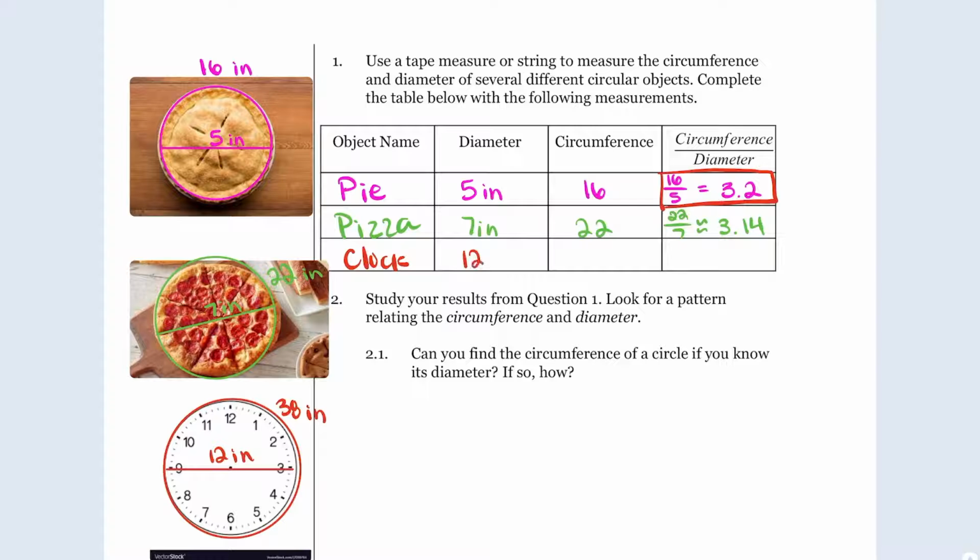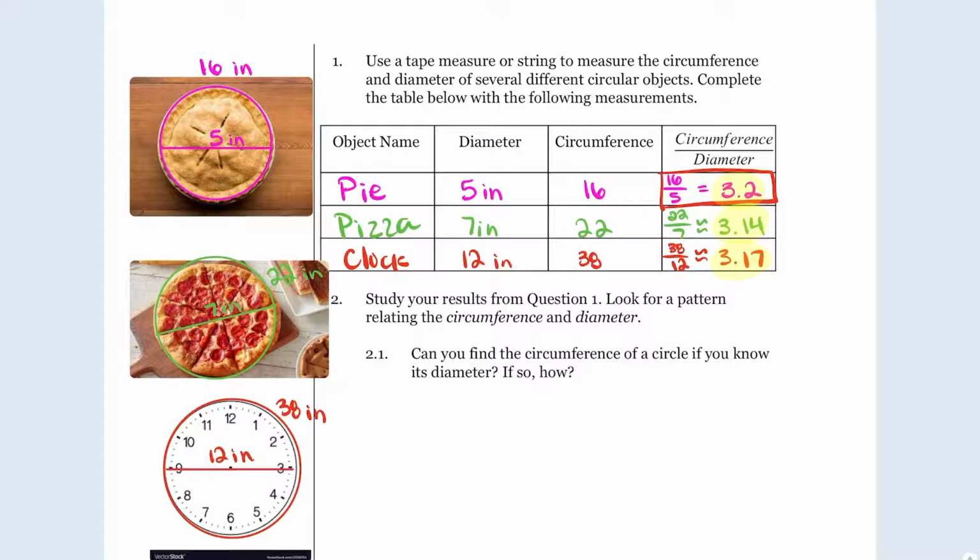The diameter we said was 12 inches, and then the circumference is 38. And so when we write our ratio, 38 over 12, let's see what that is. And that's approximately 3.17. Okay, so taking a look at our results from question 1, this table, we're going to look for a pattern relating the circumference and the diameter. Specifically, we are looking at the ratio of the circumference to the diameter.